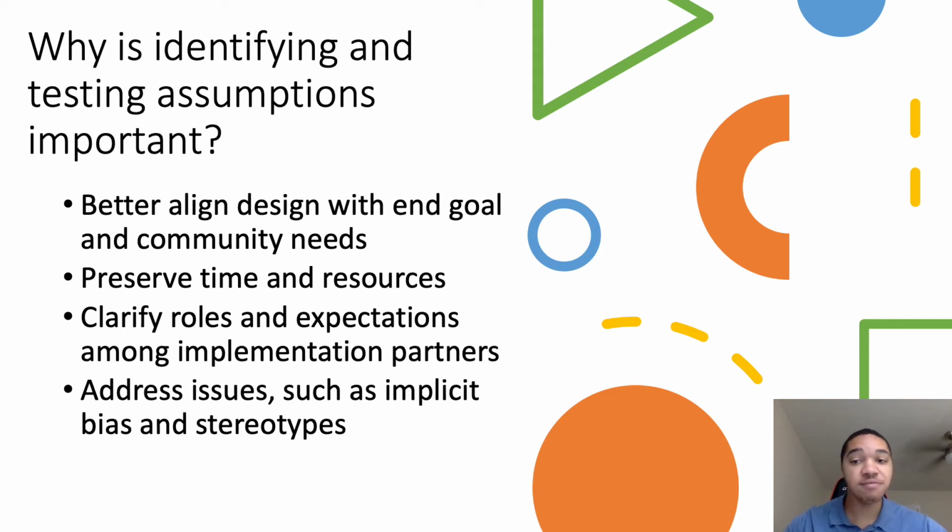Third, you can clarify the roles and expectations between implementation partners to ensure the design works for your organization's capacity and your implementation partners. And lastly, testing assumptions allows us to actively acknowledge stereotypes, implicit biases, and assumptions you may be making about your primary audience. Without taking the time to unpack the assumptions underlying your design, your final product could fail to promote sustainability or effective change in knowledge, behaviors, habits, etc., or at worst, could cause you to harm those for whom you are designing, your primary audience.